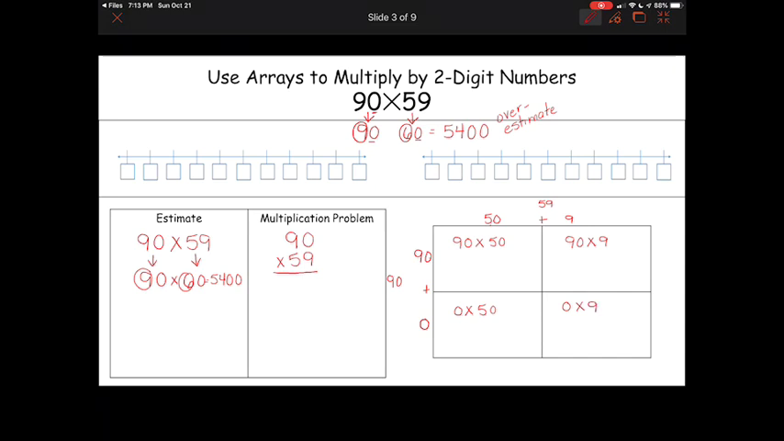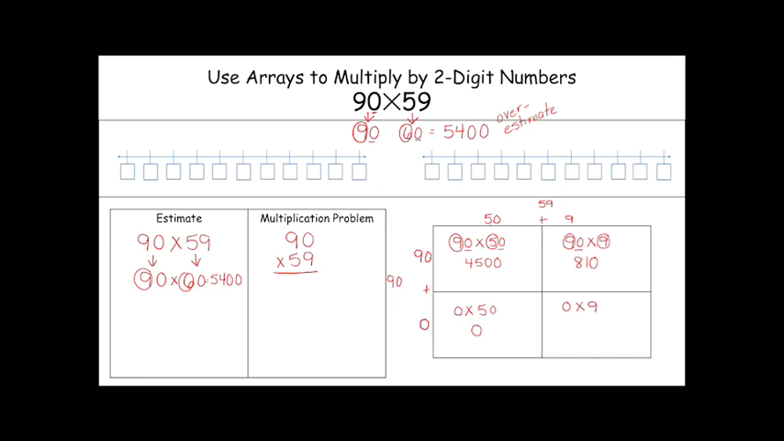Everything's been paired together. Basic fact, 9 times 5 is 45, with 2 zeros in my factors, 2 zeros in my product. 9 times 9 is 81, with 1 zero in my factor, 1 zero in my product. 0 times anything we know is 0, so 0 times 50 is 0, and 0 times 9 is 0. I line it up.